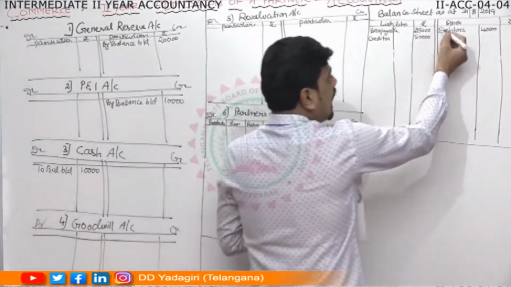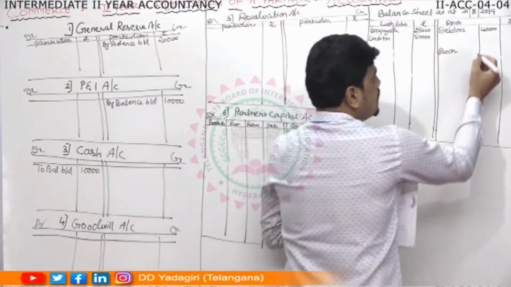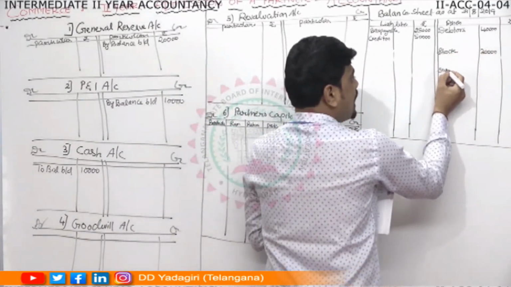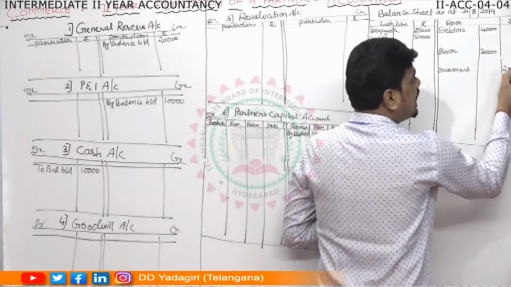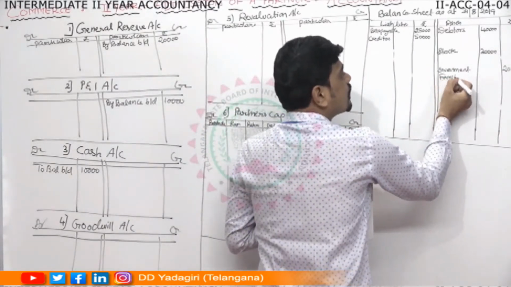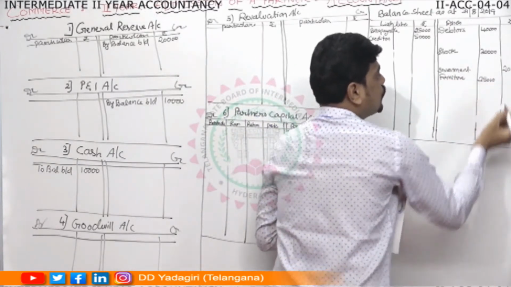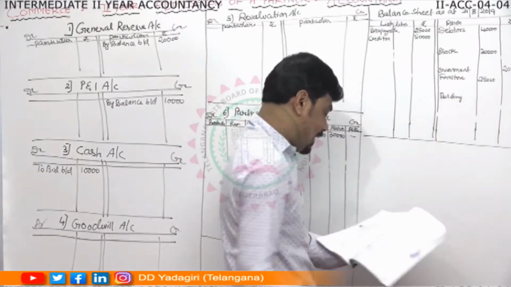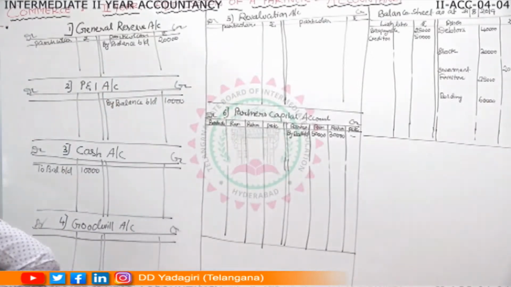Then stock. I'll leave some gap and I'll write stock. Is there any adjustment? Yes. Even on stock we have an adjustment, 30,000, followed by leaving some space, investment. On investment I don't have any adjustment, so directly I'll write in the amount column 20,000, followed by furniture. On furniture I have some adjustment, so inner column 25,000, followed by building. Again on building I have some adjustment, so in the inner column I am writing 60,000. Like this we have made the postings.